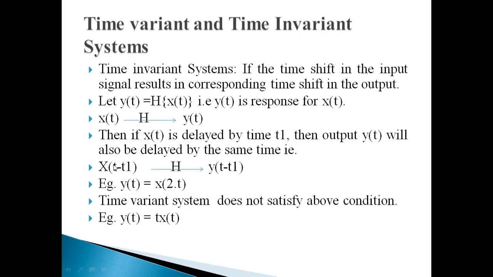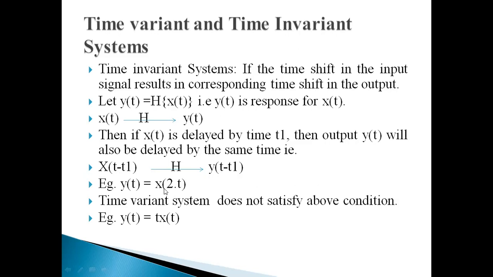So if we make the changes in the input x of t minus t1, that is, if we delay the input by time t1, and if we apply that delayed input to the system, then if we get the delayed output, then we can say that the system is a time invariant system. So if we make the changes in the input, that is x of t minus t1, then if we get the output y of t minus t1, then that system will be called a time invariant system.